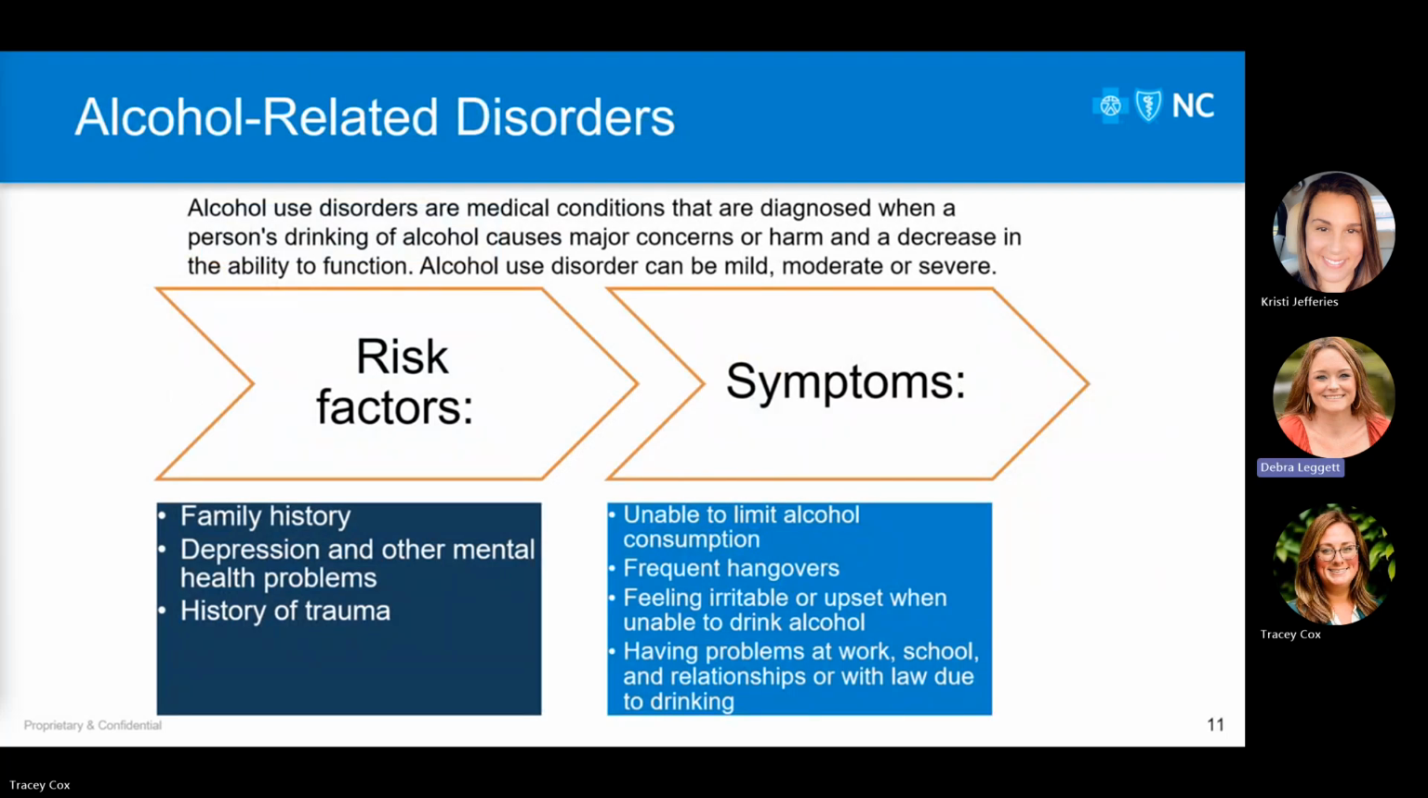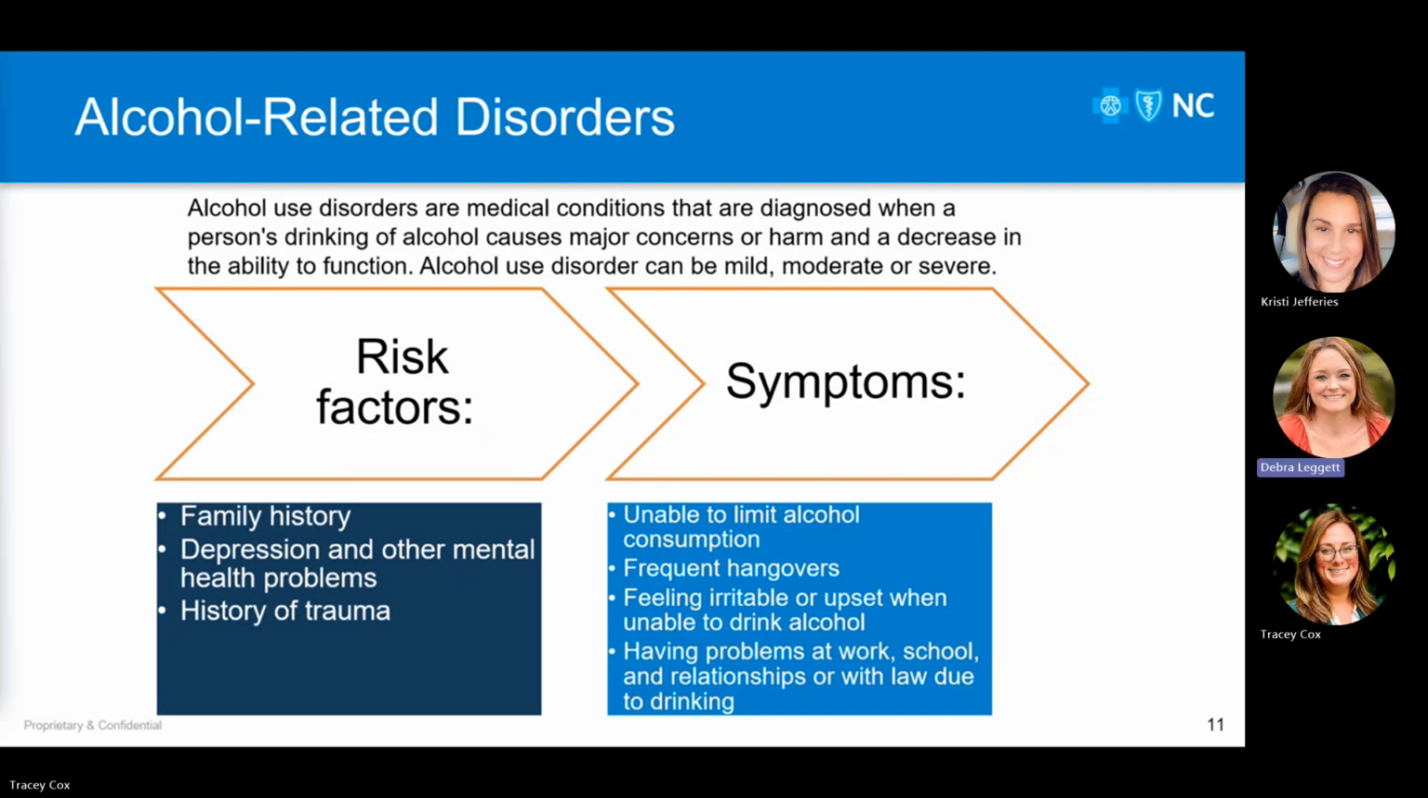Let's take a deeper dive into alcohol use disorders. These are medical conditions that are diagnosed when a person's drinking of alcohol causes major concerns or harm and a decrease in the ability to function. Alcohol use disorder can be classified as mild, moderate, or severe. Risk factors for developing alcohol use disorder are family history, depression, and other mental health problems, as well as a history of trauma. The reason these last two risk factors are important in the possible development of alcohol use disorder is that people sometimes use alcohol to self-medicate their depression or trauma.